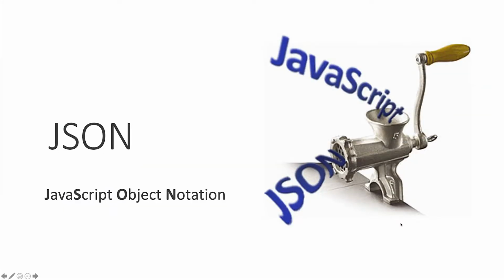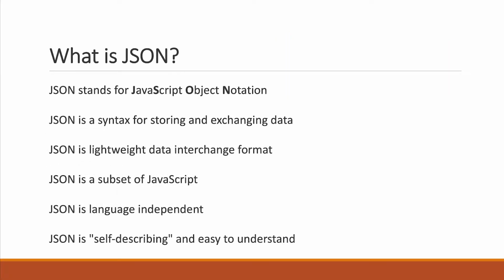So JSON stands for JavaScript Object Notation. JSON is actually a method of storing and exchanging data. It's how messages or data can be exchanged between the server and the client. It's very lightweight in terms of interchange formats. It is important to note that JSON is a subset of JavaScript, so it's a type of JavaScript, but JSON is language independent, self-describing, and easy to understand.